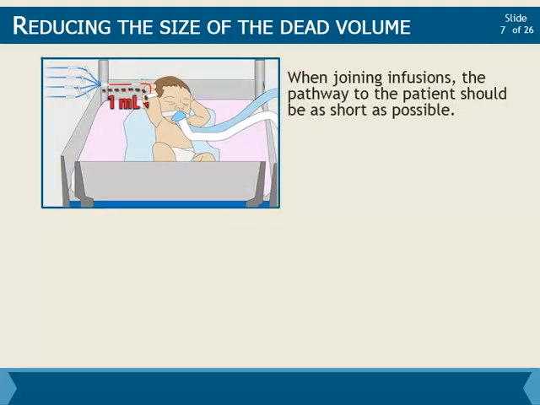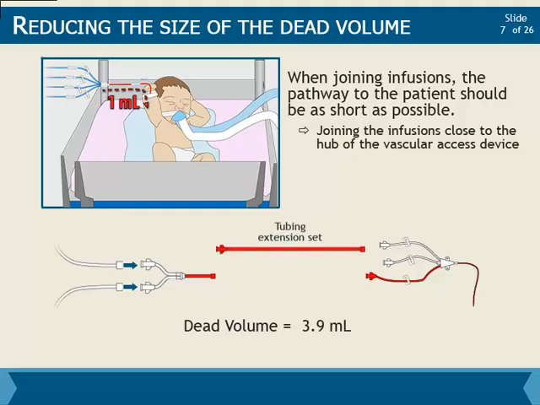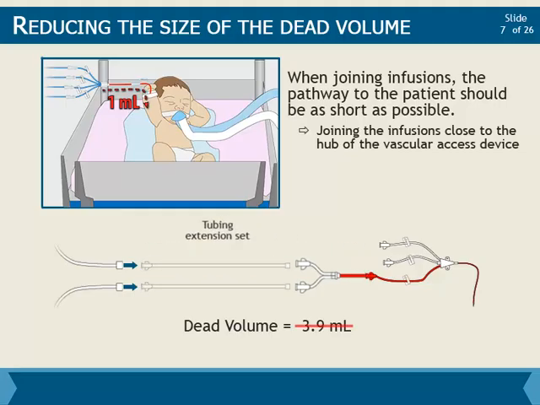When joining infusions, the pathway to the patient should be as short as possible. Typically, this means joining the infusions close to the hub of the vascular access device. Avoid using any sort of tubing extension sets after the point where the infusions join, as this will drastically increase the dead volume. If you need to extend the IV line, use the extension sets prior to the multi-port connector.